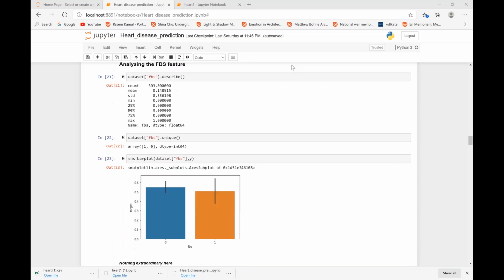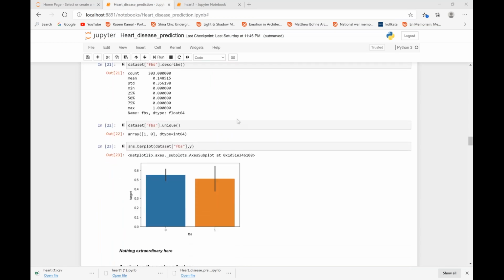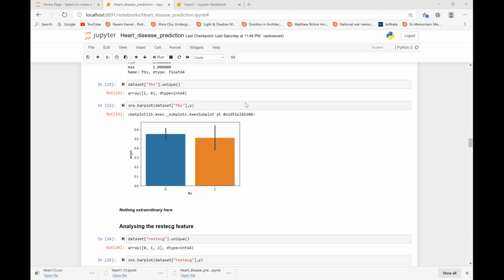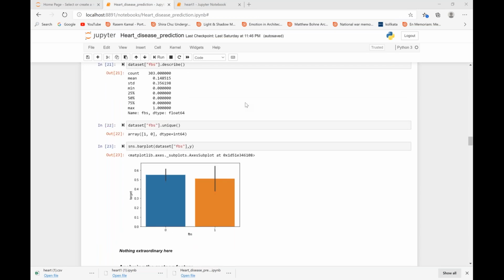Next, we analyze the fasting blood sugar feature. We do the same thing as above, and there's not much difference because, as you can see, they're almost close to each other, around 0.5.